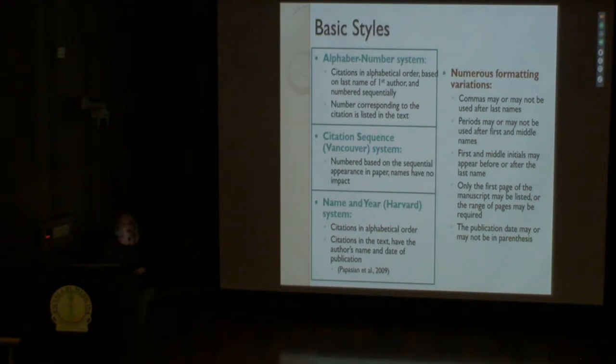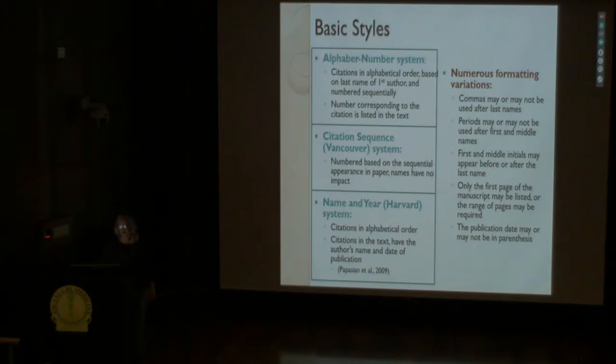When you're looking at the basic styles for the literature citations, there are really 3 basic ones. One is the alphabet-number system, where you cite everything in alphabetical order, and according to that order you assign a number, and then that number goes back into the text and is inserted. That, to me, is harder, because if you're developing a project or a manuscript, you have to make sure you have all your citations there so you know where to put them in.